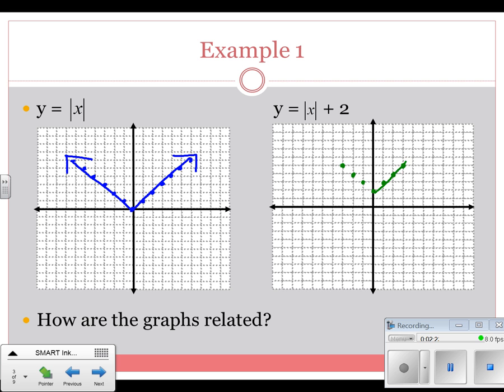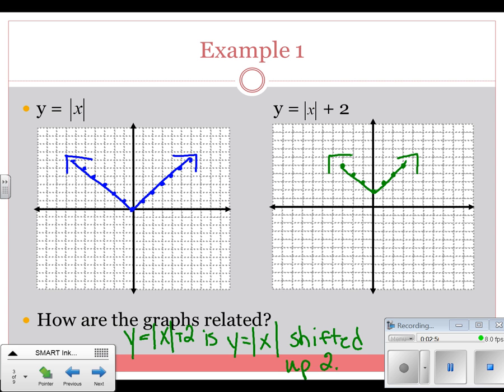And here you can see this is our V-shaped image again. So how are these graphs related? The graph of y equals the absolute value of x plus 2 is y equals the absolute value of x shifted up 2. So we're just moving it up 2 by adding 2. Now notice though when you're adding 2, it's on the outside of the absolute value symbols.